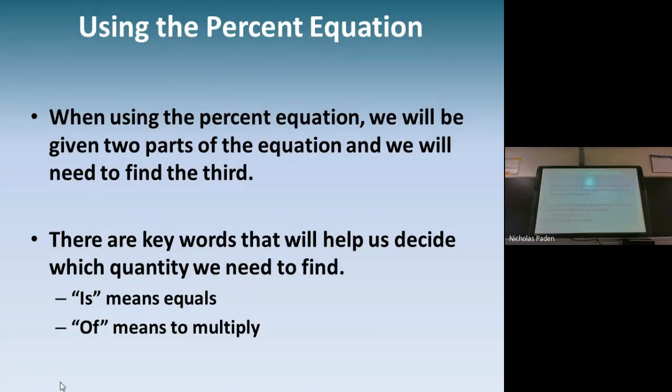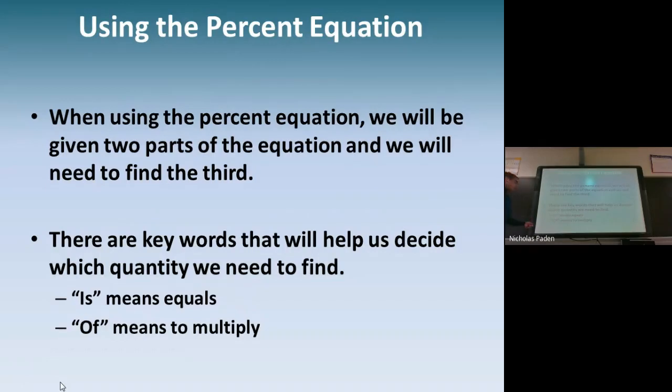When using the percent equation, we're going to be given two parts of that equation, two different numbers, part or percent, part or whole, percent or whole, and then we've got to find the missing piece. And there are some keywords that will help us figure out what we're trying to find. The word is means equals, and so anytime you see the word is, you write equals. And then the word of means to multiply, remember, as well. So some of the words that come before or after is and of is going to help us kind of set up this equation.